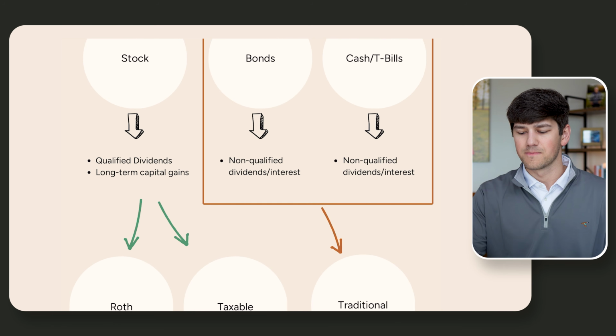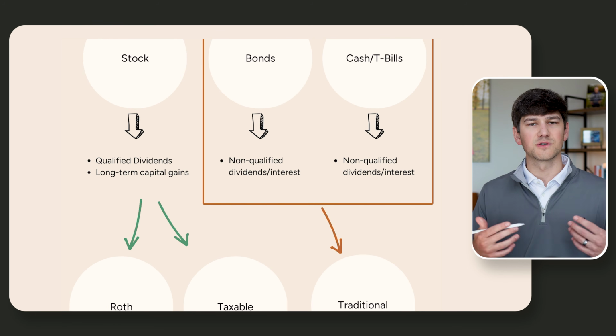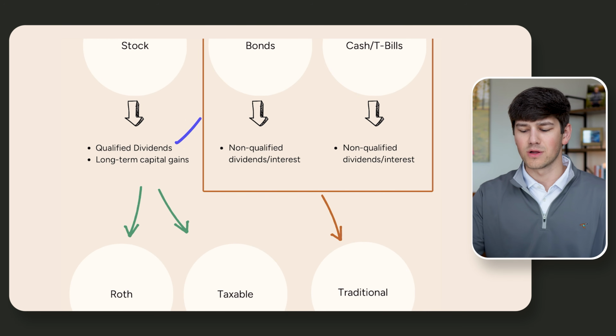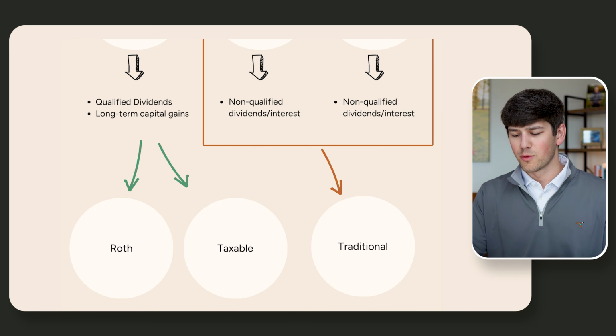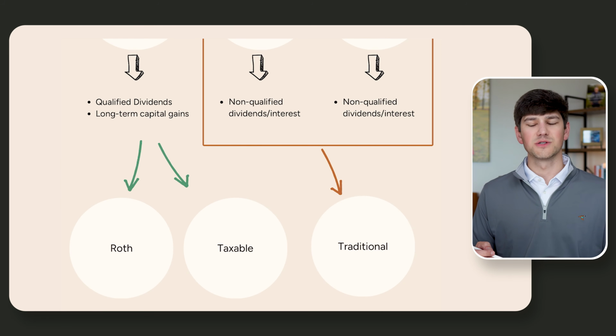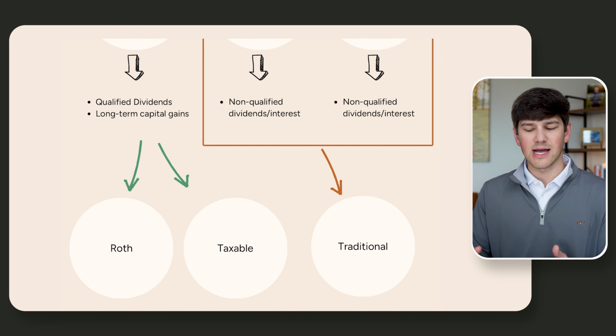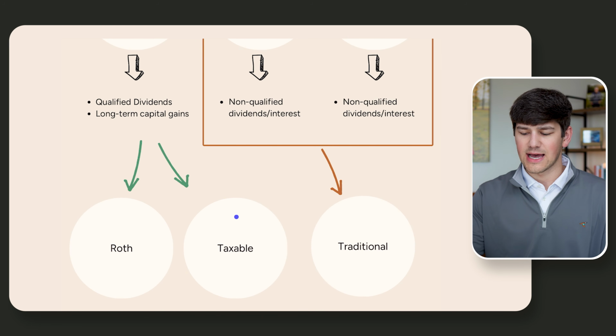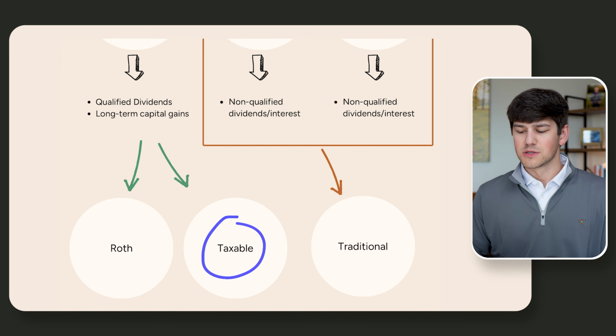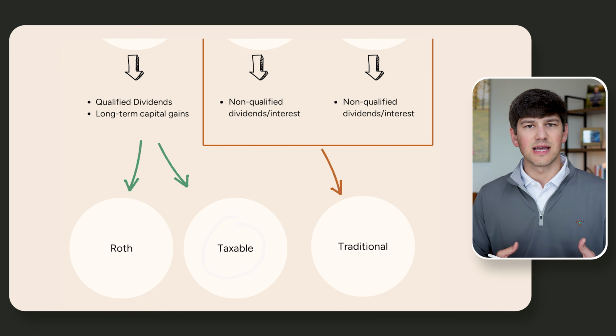Now, the stock, anytime we have individual stocks or stock funds, again, we can qualify for long-term capital gains, but also qualified dividends. We'd want to hold that in the Roth, going back to what I mentioned earlier about growing and appreciating that account type more than any other, specifically because it grows tax-free. But then also we want to have that in the taxable account so that we can minimize our taxes annually.